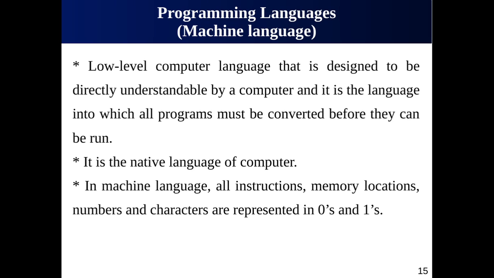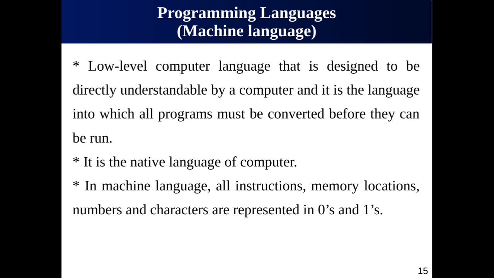In machine language, all the instructions, all the memory locations, all the numbers and all the characters are represented in either zeros or ones. For example, a typical piece of machine language looks like 000, 100, 1000 and 0. Everything is written in 0-1 form. The main advantage of machine language is that it is the only language which is directly understood by the computer. Due to this, programs written in machine language can run and execute very fast, as the code is directly executed by the computer, and the programs also utilize memory efficiently.